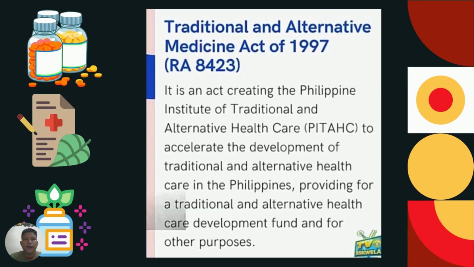Next, we have the Traditional and Alternative Medicine Act of 1997, or what we call Republic Act 8423. This is an act creating the Philippine Institute of Traditional and Alternative Health Care, or the PITAHC, to accelerate the development of traditional and alternative health care in the Philippines, providing for a traditional and alternative health care development fund and for other purposes. Just like in your first quarter, we identified the 10 different traditional and alternative medicines identified by the Department of Health, such as yerba buena, oregano, bawang, luya, and so forth.